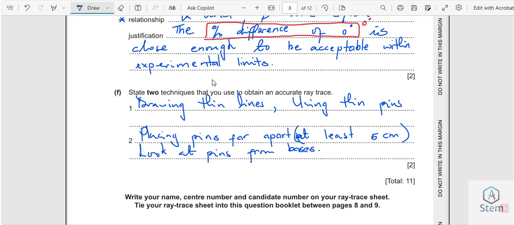These are techniques that you actually read. You have to know them before you get into your IGCSE Paper 5 exam. They don't change. Whenever you are working with pins and lines in optics, you can use these techniques. These are good techniques.